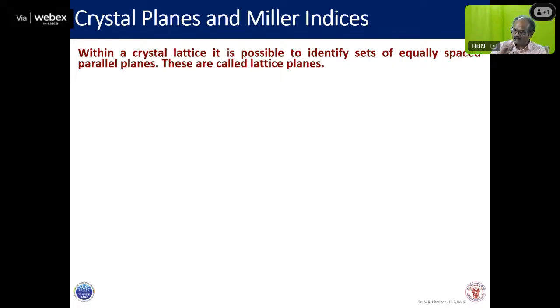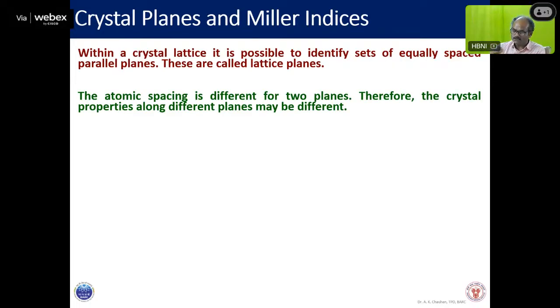So you have an ordered three-dimensional structure. You can just join any three points and extend it in that particular direction, and you will be able to make a plane. So you can have many planes. These planes are very important actually. These planes play a very important role in device fabrication.